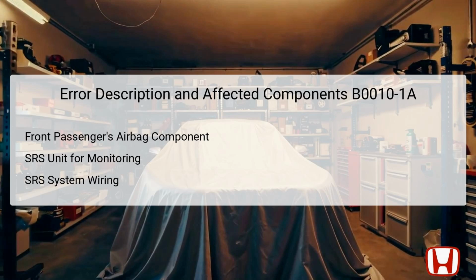Both the airbag and the SRS unit are interconnected through wiring that needs to remain intact and free from shorts or breaks. Locating and ensuring the function of these components is essential to rectify the DTC and ensure passenger safety. A thorough inspection of both the physical components and the wiring integrity should be conducted, as potential failures in these areas can lead to the DTC being triggered.